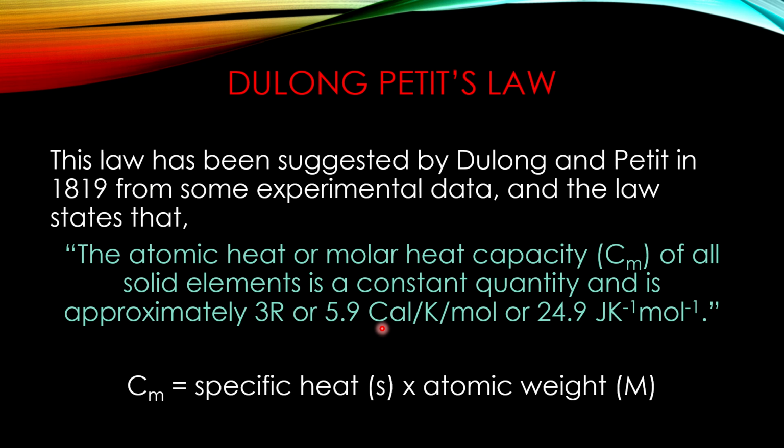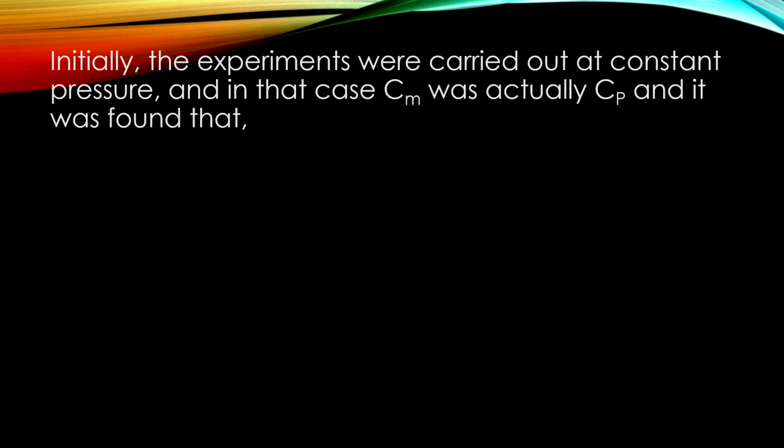So why the correction, or what type of correction took place? We must discuss it, but later on. Look, initially the experiments were carried out at constant pressure. And in that case, since this molar heat capacity was derived in the constant pressure condition, it was nothing but Cp. And Cp was found to be equal to 6.4 calorie per Kelvin per mole.